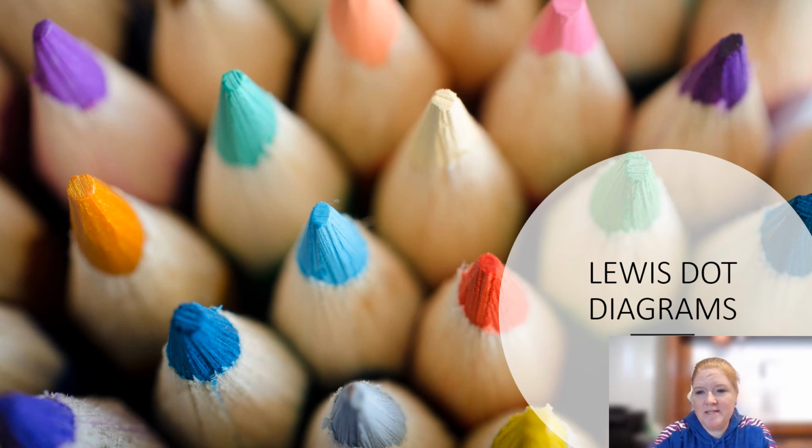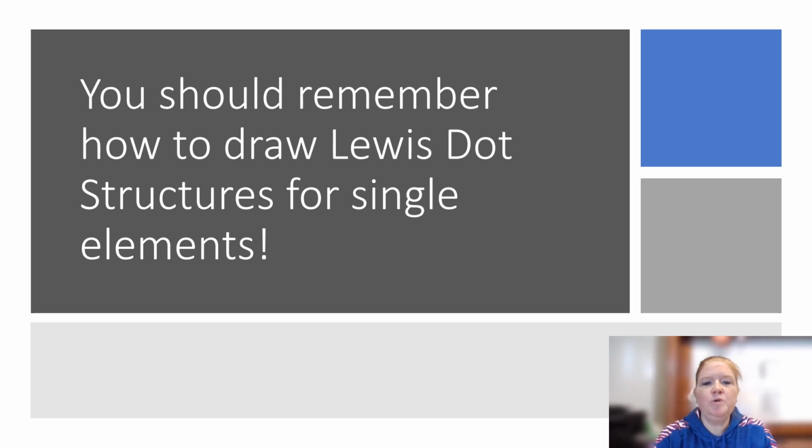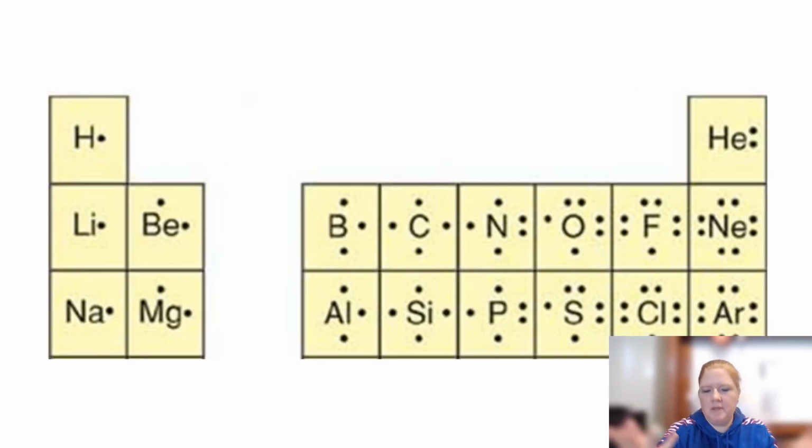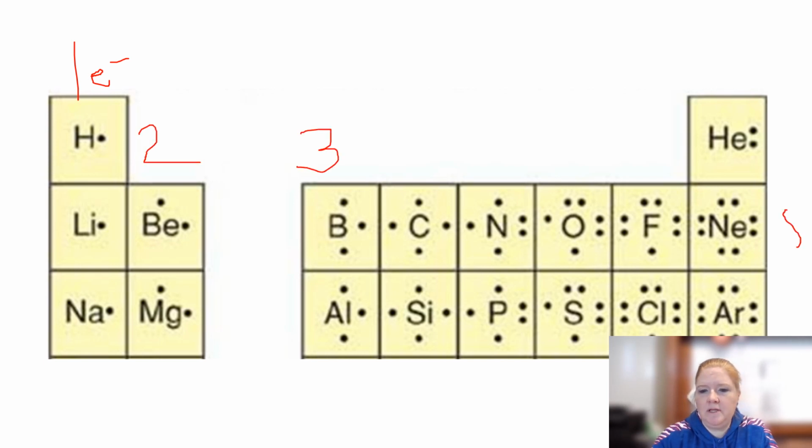All right, let's look at some Lewis dot diagrams. You should remember how to draw Lewis dot diagrams, Lewis dot structures, electron dot diagrams, whatever you want to call them, for single elements. So here's a sampling. You can see what it looks like when there is one valence electron, when there are two valence electrons, 3, and so on, all the way down here to 8.